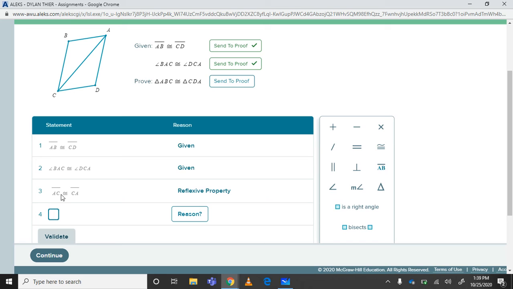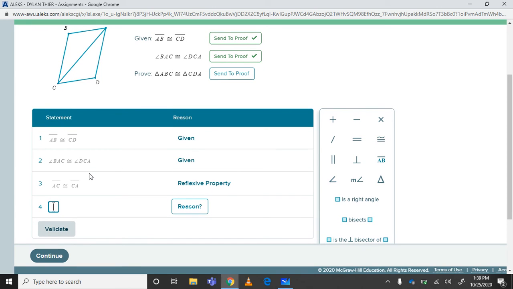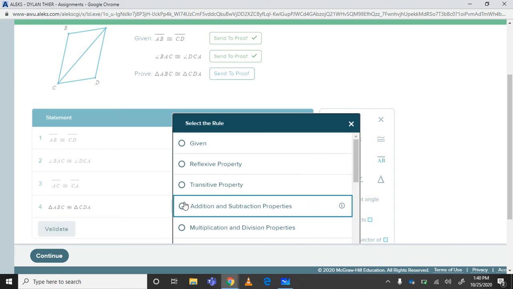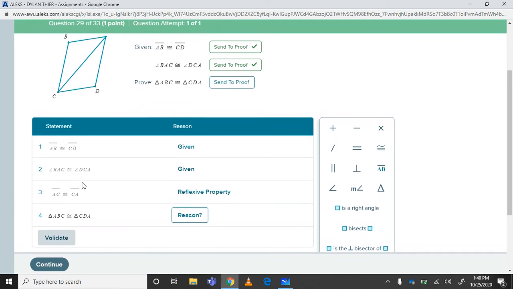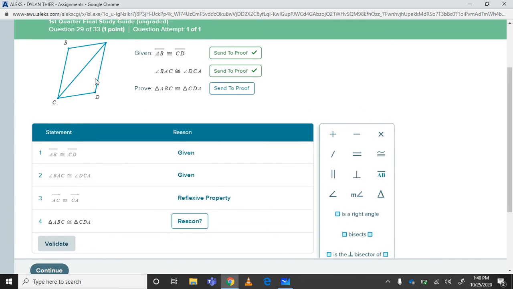Now we have two sides and an angle that match two sides and an angle. Okay, so we have three pieces of information matching another three pieces. And typically that is enough to say that we have proven it. Now we need to say why we proved it. So we have a side, an angle, and a side. Last thing, we just need to figure out what order we see these in.